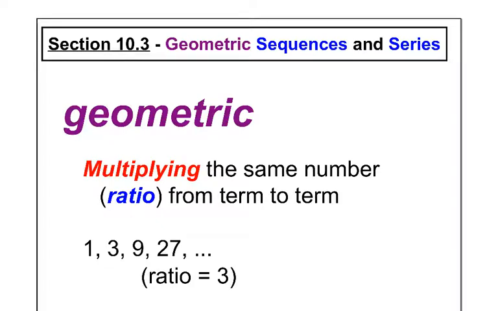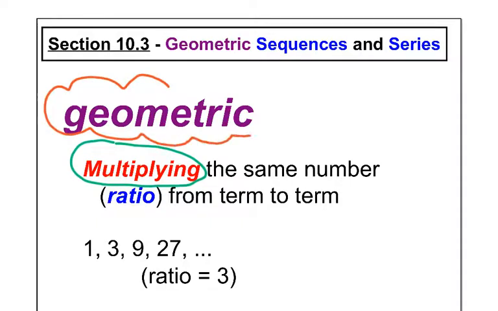In our last video we explored the idea of an arithmetic sequence and series, and arithmetic just meant when you're adding a certain number from term to term, and that number was called the difference. But now what if you're actually going to be multiplying the same number from term to term? Then we have something that's called a geometric sequence. Geometric, you're multiplying the same number from term to term. When it was arithmetic, you were adding what was called the difference. And here in geometric, the number that you're multiplying is called the ratio. So we'll often use the letter R to represent that.